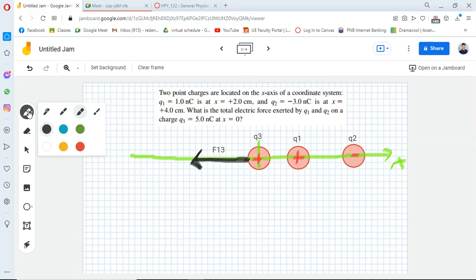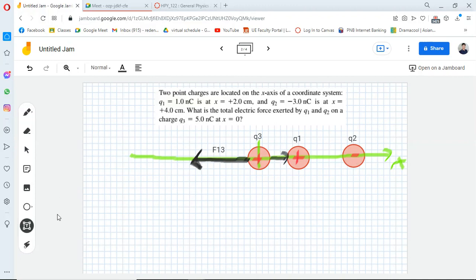Our next concern now is the interaction of Q3 and Q2. Okay, because they are unlike charges, the tendency is that si Q3 gusto niya ma-attract kay Q2. Therefore, magkakaroon sila ng attractive force oriented in this direction. Okay, papunta siya dyan sa direction na yan. And we can label that as F23. Okay, ganun lang lagi.